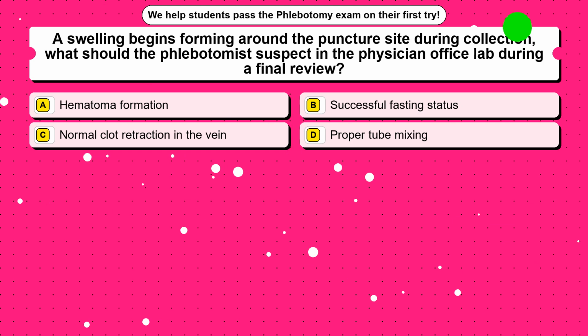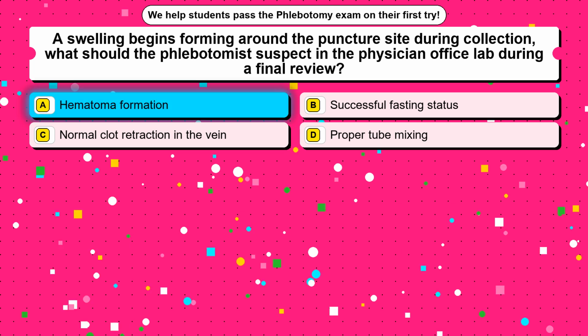Question 29. A swelling begins forming around the puncture site during collection. What should the phlebotomist suspect in the physician office lab during a final review? Option A. Hematoma formation. Option B. Successful fasting status. Option C. Normal clot retraction in the vein. Option D. Proper tube mixing.